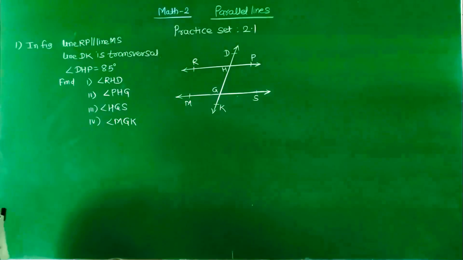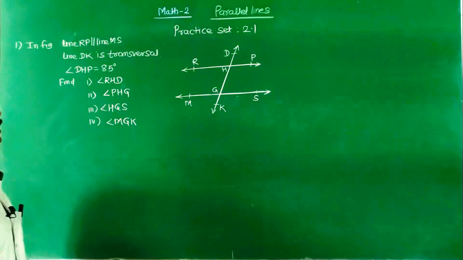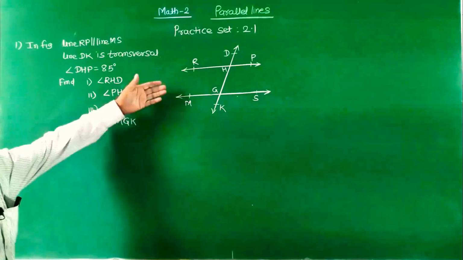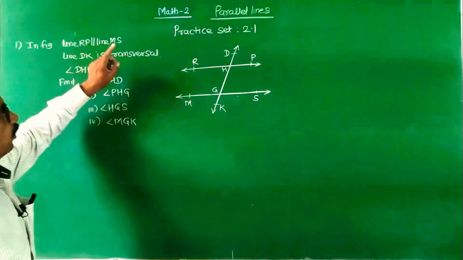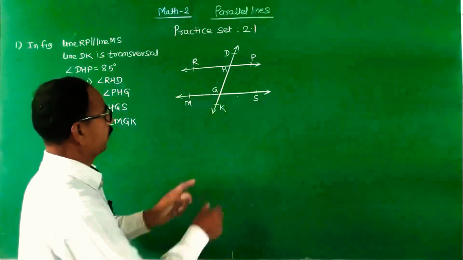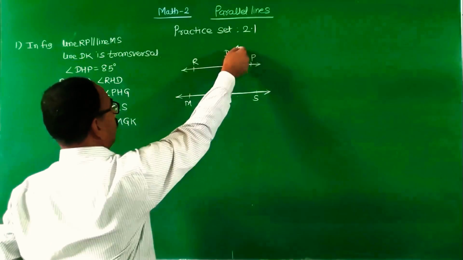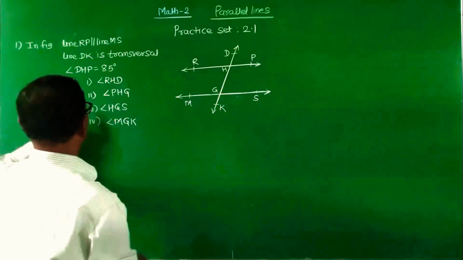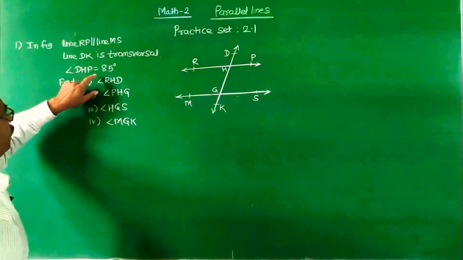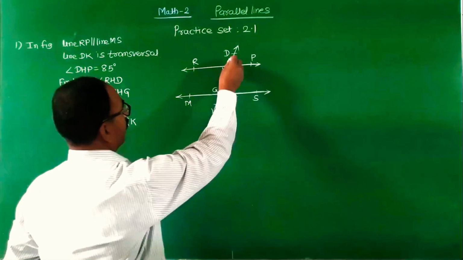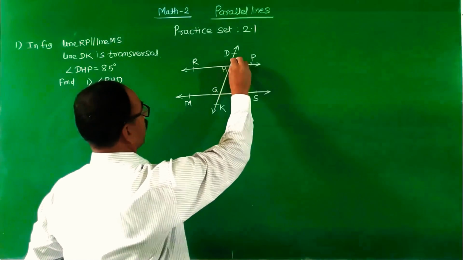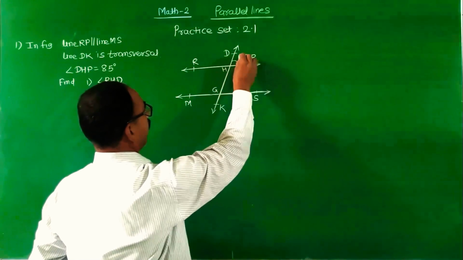Let us start the practice set 2.1. Here the first example is given. We are given the figure where RP is parallel to MS. This is line RP, which is parallel to line MS. DK is the transversal. Here line DK is the transversal. We are given angle DHP is 85 degrees.